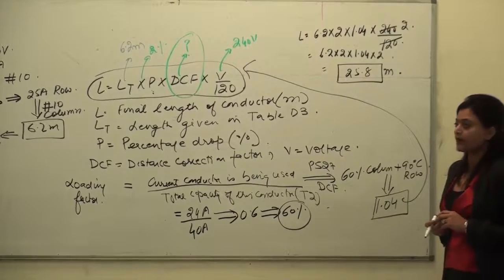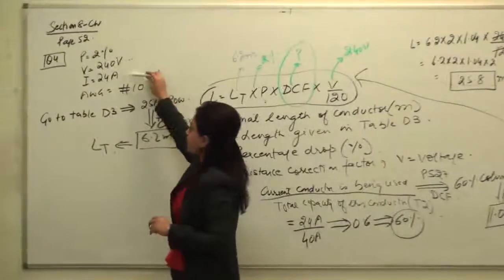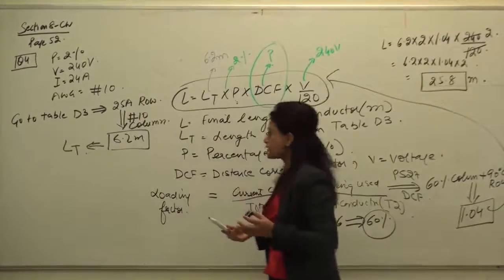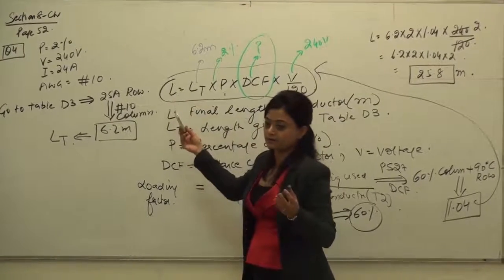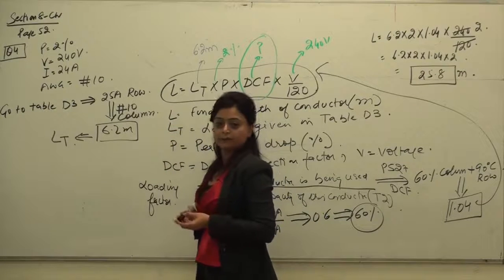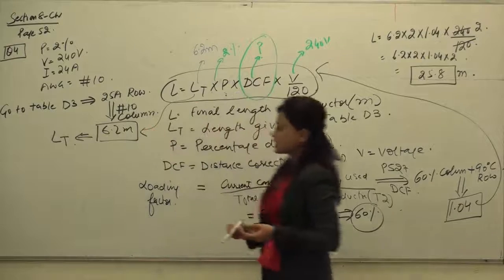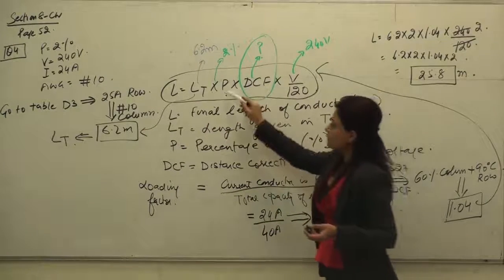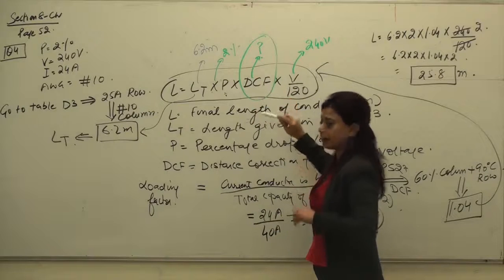Okay, I'm going to repeat what I had shown. I was already given 24 amps and number 10. So what did I do first? I went to the 24 amp row, it did not exist, so I went to the 25 amp row and number 10 column. My answer came out to be 6.2 meters. That became the length from the table. I was already given percentage drop of 2%. I was not given DCF, that I have to calculate.